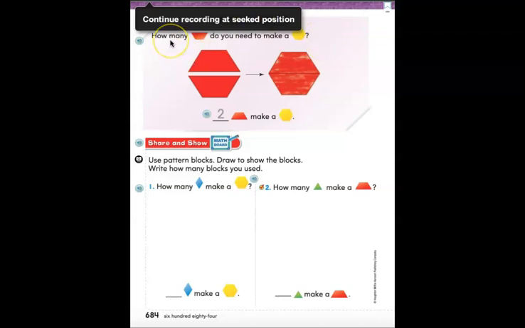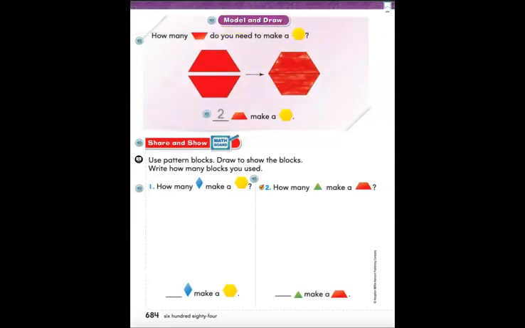Okay, so this one right here says how many trapezoids do you need to make a hexagon? And it does it for us. It shows us that you have one here and one below it. Those two on top of each other combine and make a hexagon. So our answer for this one, all you have to do is trace it, is 2. Okay, 2 trapezoids make a hexagon.